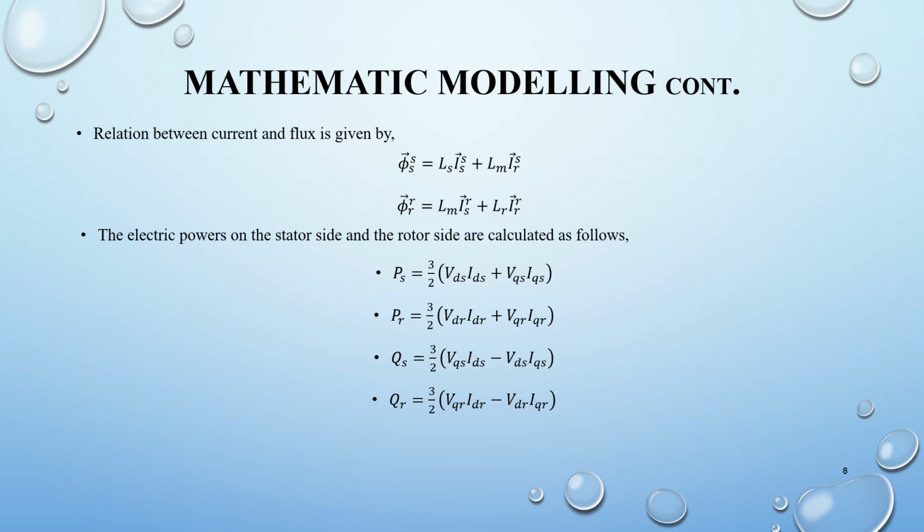Ps is equal to 3 by 2 Vds Ids plus Vqs into Iqs. Pr is equal to 3 by 2 Vdr Idr plus Vqr and Iqr. Here, reactive power Qs is equal to 3 by 2 Vqs Ids minus Vds Iqs, and reactive power for rotor is given by 3 by 2 Vqr Idr minus Vdr and Iqr. This whole power, active and reactive power, is given in the dq reference system.